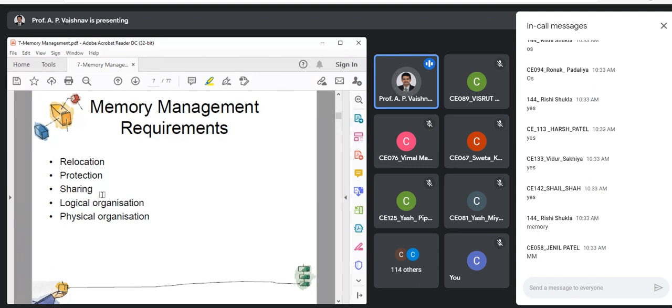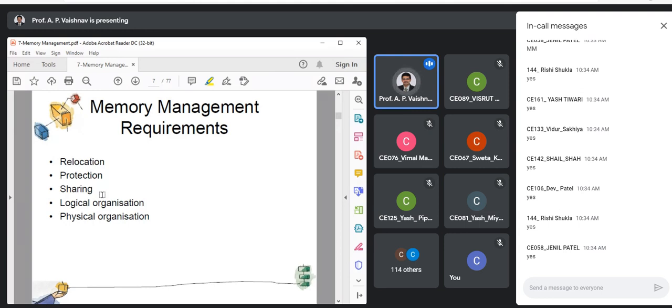Suppose you have one program. Can the same program code be shared by two or more processes? Yes. For example, you are using Microsoft Word. Although you are creating two different files, are we using the same MS Word program? Yes, the program is the same, but at the outer level you have two files open. So sharing is a good option.